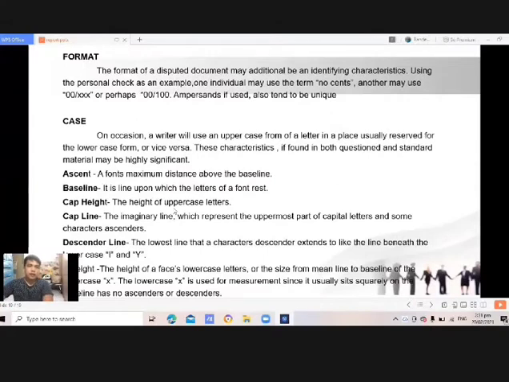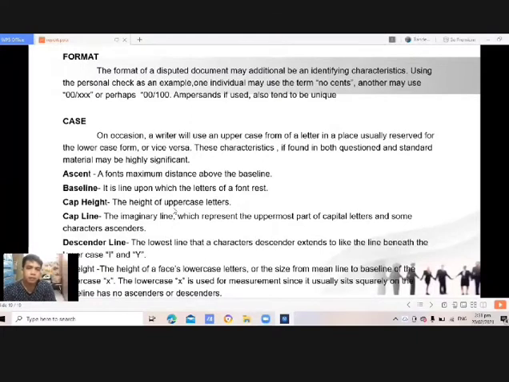Tapos next is case. On occasion, a writer will use an uppercase form of a letter in a place usually reserved for the lowercase form or vice versa. This characteristic, if found in both question and standard material, may be highly significant.